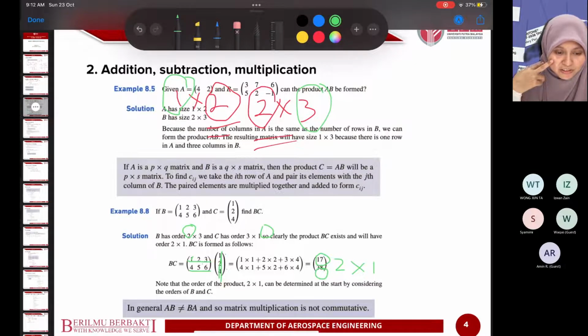Okay, in general, for the product, the multiplication, AB and BA is not commutative. It means that if we change the position of the matrices, AB and BA, the answer will be different. The product will be different.